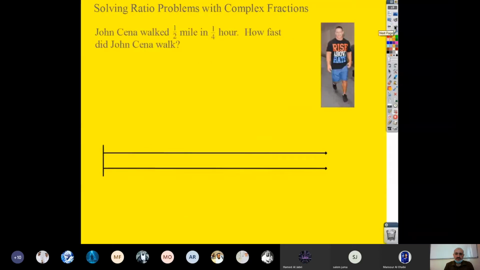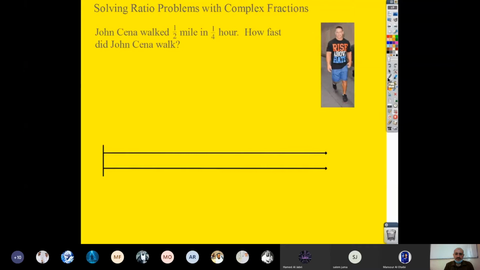All right, so here's an example. John Cena walked 1/2 mile in 1/4 of an hour. How fast did John Cena walk? Now, the reason I was talking about the complex fractions is you could do this without a double number line, and I'll show you how to do that in a second here. But let's first start with the double number line.